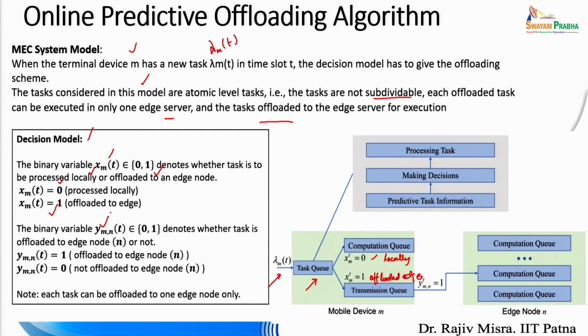Now, the binary variable y m t is also 0 and 1, and denotes whether the task is offloaded to the edge node n. So, here you can see that at a particular time t, if y m t is equal to 1, then it is to be offloaded to the edge node n. If it is 0, then it is not offloaded to the edge node n. Therefore, each task can be offloaded to one edge node only in this particular model.